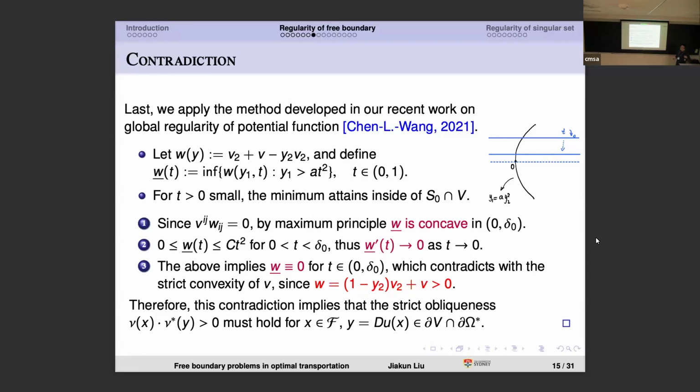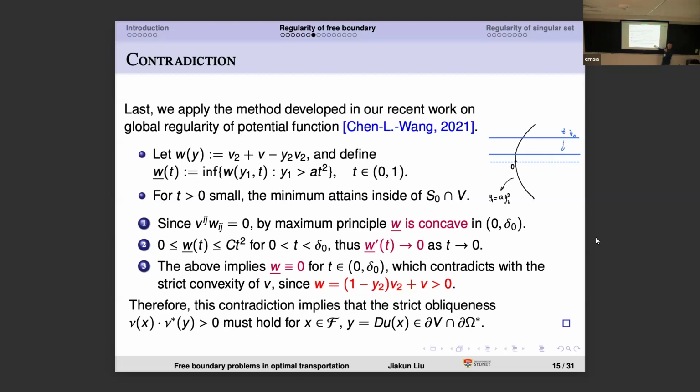And once we know the smoothness, we can derive a contradiction. So how do we derive the contradiction in the limit? We define an auxiliary function w. So w is given by v2, the partial derivative, partial v, partial y2. So w is equal to v2 plus v minus y2 v2. If you work on Monge pair, this probably looks very familiar to you because such a function is a solution of the linearized Monge pair. And then over each horizontal line, we define w underbar to be the infimum of w along this line.